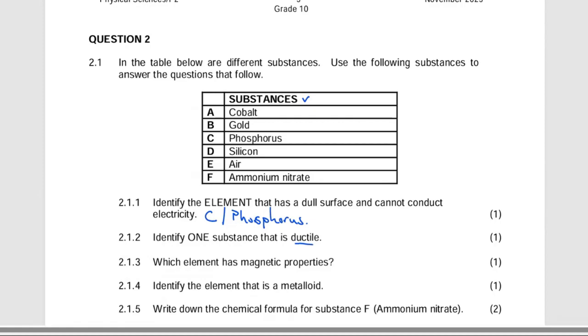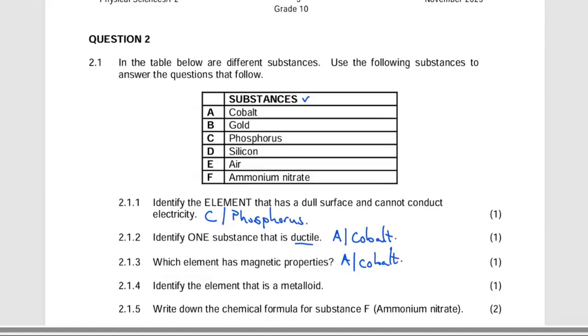So in terms of this here, we're going to have our option A, which is our cobalt, right? Question 2.1.3 reads: which element has magnetic properties, so which one can be attracted by a magnet? Again, from that list, I'm going to go with A, cobalt. So our option A is our cobalt.